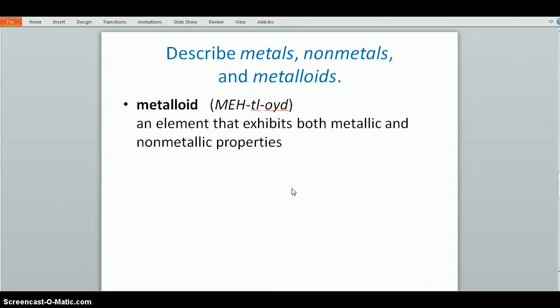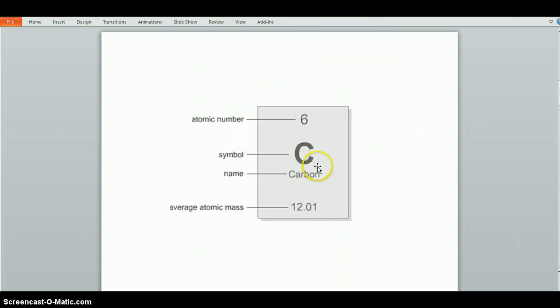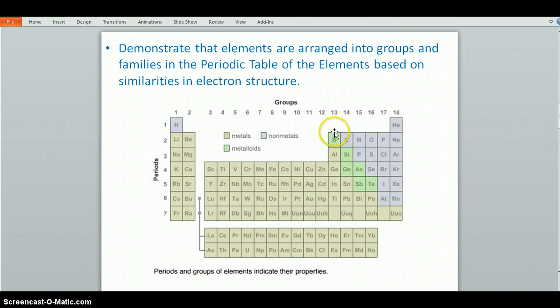And then last but not least, we have metalloids. And these are tricky groups because they have both metallic and non-metallic properties. So some of them want to take electrons, and some of them want to give them away. So this is a unique group here, and it makes up just that teeny tiny group right here.